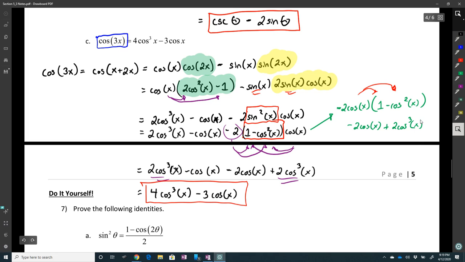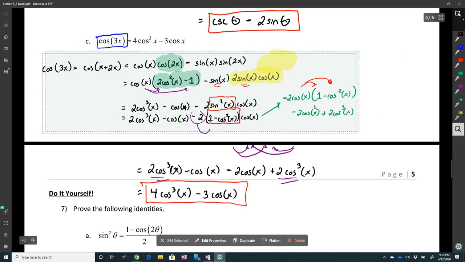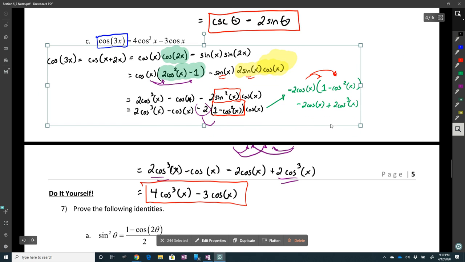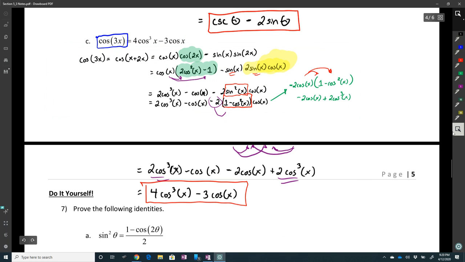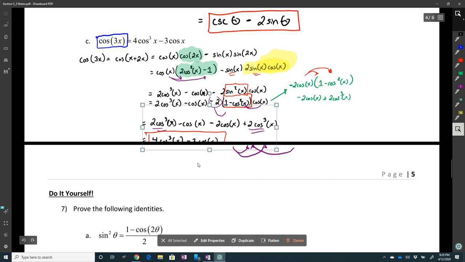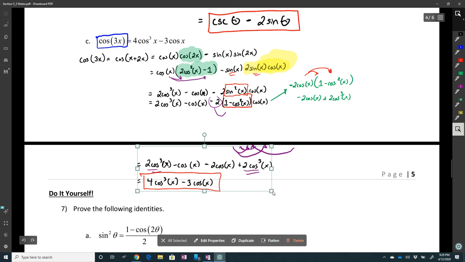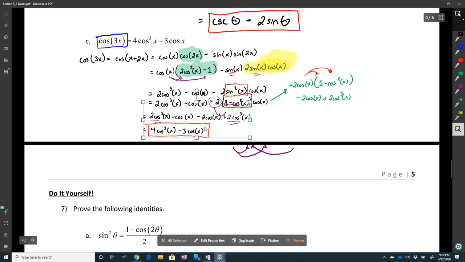And to put it all together, let's see if I can shrink it so it'll actually fit on the page. Yay for computers. Sorry, I know it's kind of boring seeing me just play with this thing. But getting it up here. Here we go.